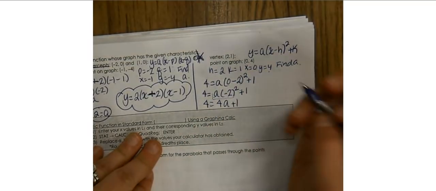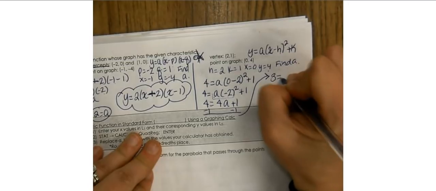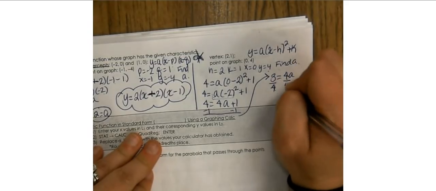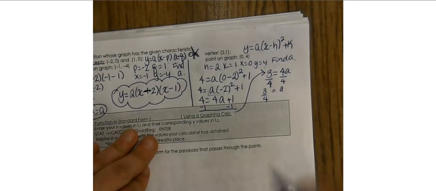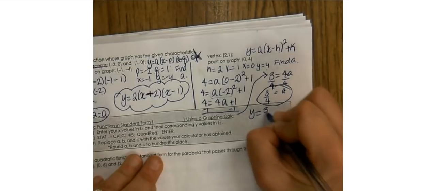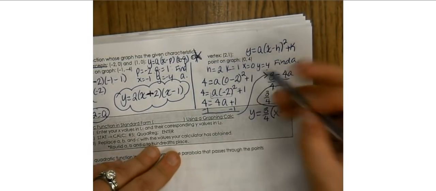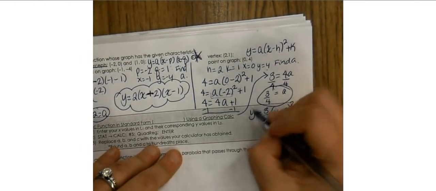I'm going to subtract 1 on both sides, and by doing that, we find that 3 is equal to 4a. Dividing both sides by 4, we find that a is equal to 3/4. So our equation is going to be y equals a, which is 3/4, times x minus h, which is 2, squared, then plus k, which is plus 1. And there's your answer.